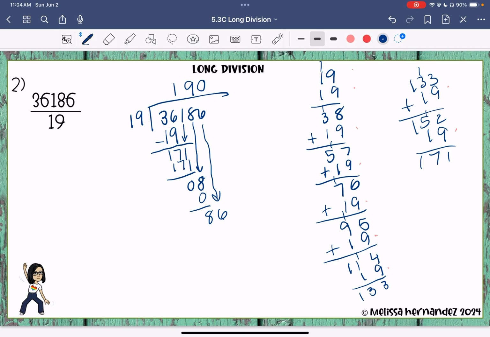And since I already have this started over here, I don't have to restart the process. I'll just check how many 19s will fit into 86. 1, 2, 3, 4. I can't go past it because it'll go over. So 4 groups of 19 is 76. How far is 76 from 86? 10. And then it's 10 over 19.